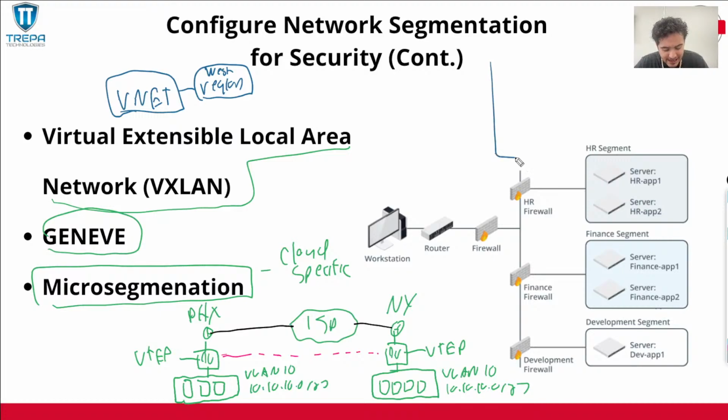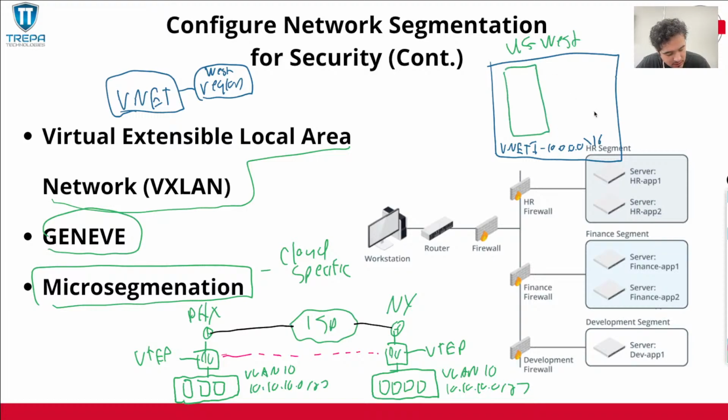So when I have a VNet, okay, so let's say this is VNet 1. This is 10.0.0.0/16. And again, this is going to be in the US West region. I can create subnets. Okay? I can create subnets within this virtual network.